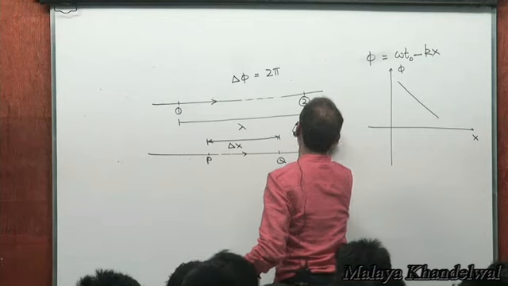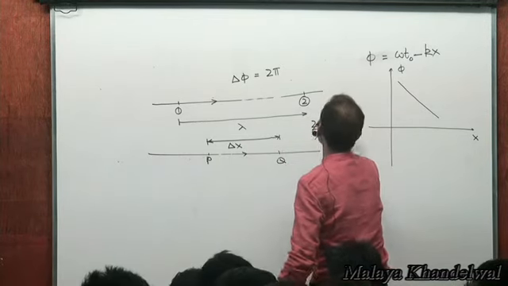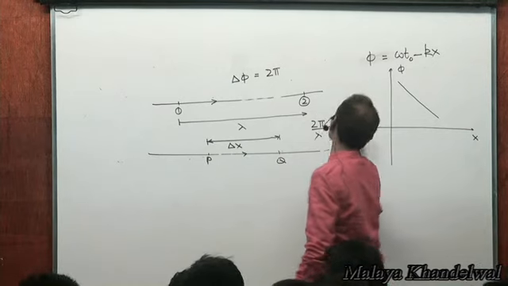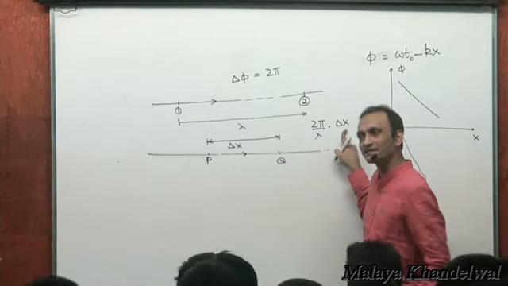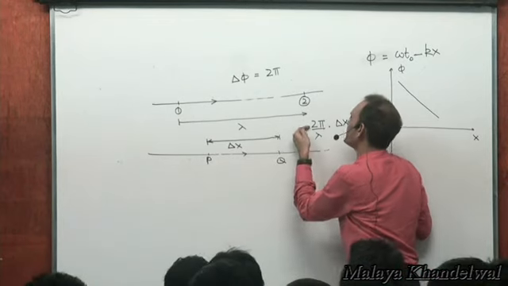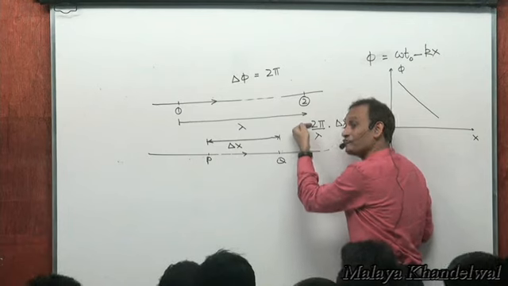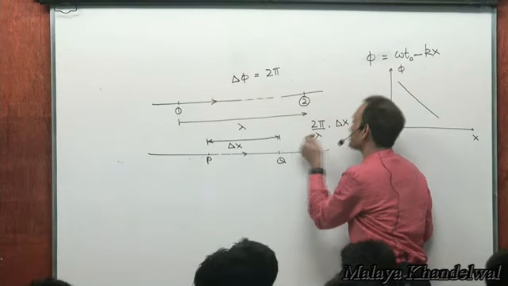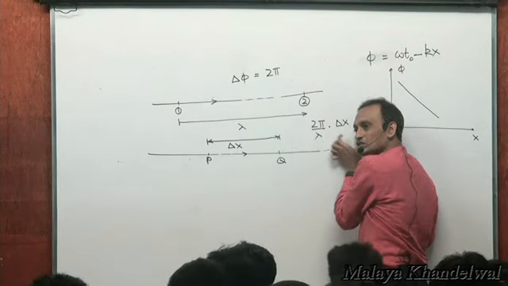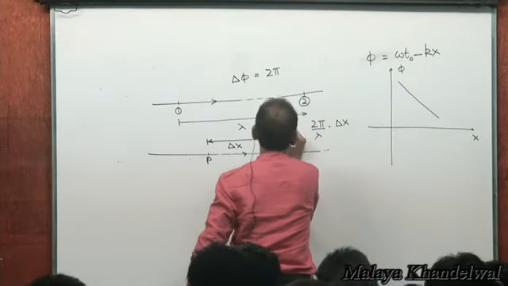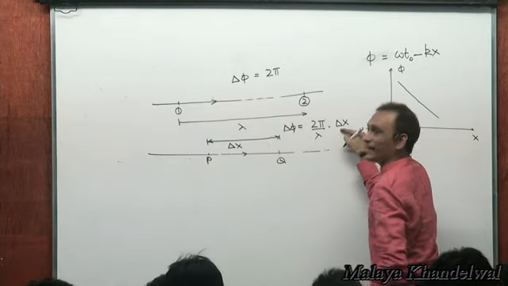Phase difference is 2 pi when the separation is lambda. Phase difference must be 2 pi by lambda into delta x when the separation between two particles is delta x. Yes or no? 2 pi by lambda gives me what? Phase change per unit separation. So if the separation is delta x, this would be the phase difference between these two particles: 2 pi by lambda into delta x.